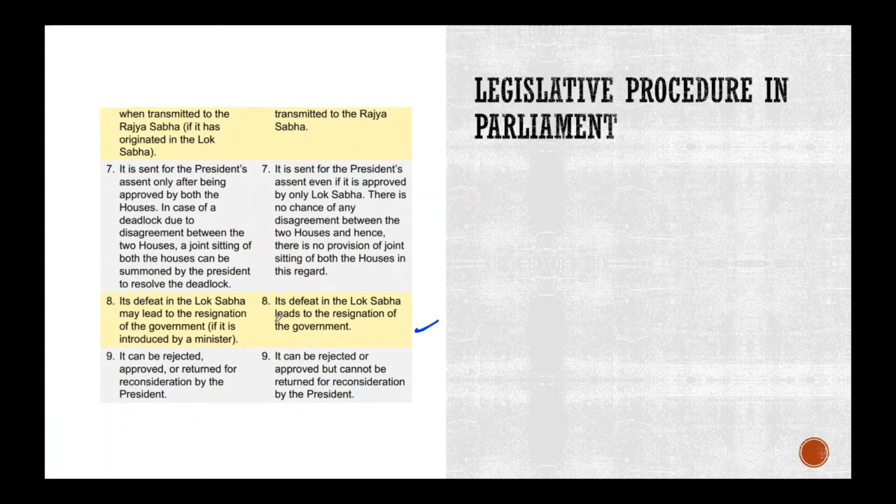So these are all clear, right? Okay, this part we have not discussed. If it gets defeated, it's not a big deal. The government could possibly fall. However, if your money bill cannot get passed, then that is going to lead to the resignation of the government. Okay, so I hope all of these aspects are clear.